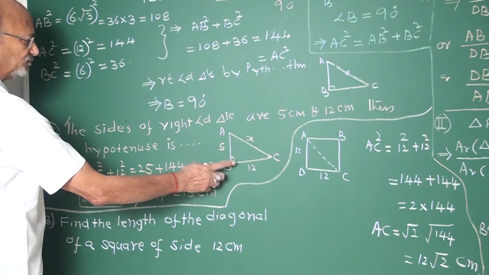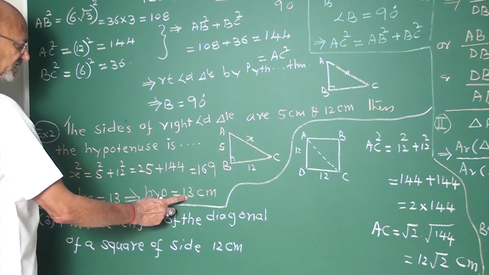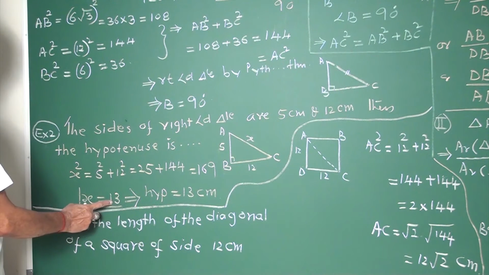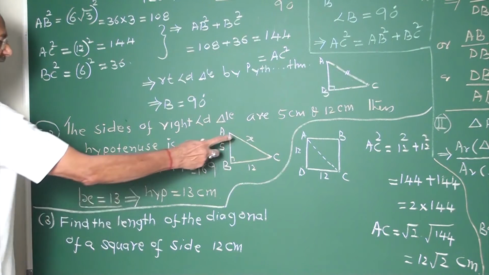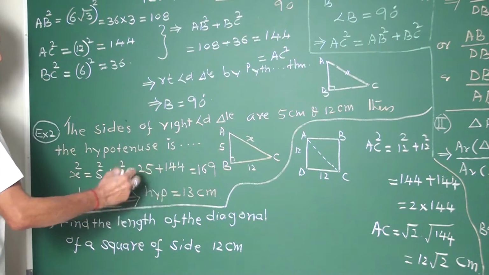X square equal to 5 square plus 12 square. Now the value, 169 is 13 square. So the value of X is 13. What is that X? Hypotenuse. The hypotenuse of the right angled triangle is 13. This is the second example.